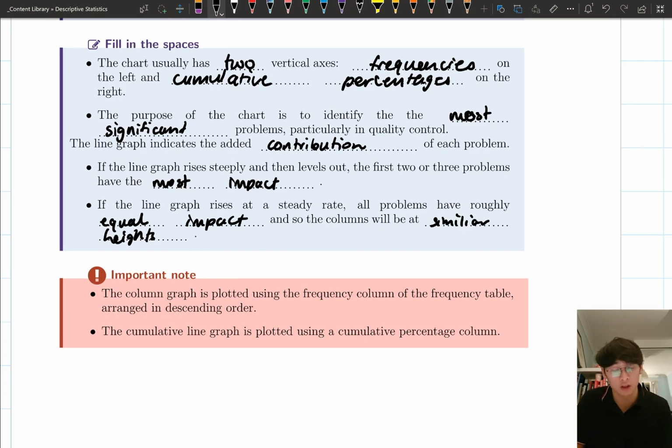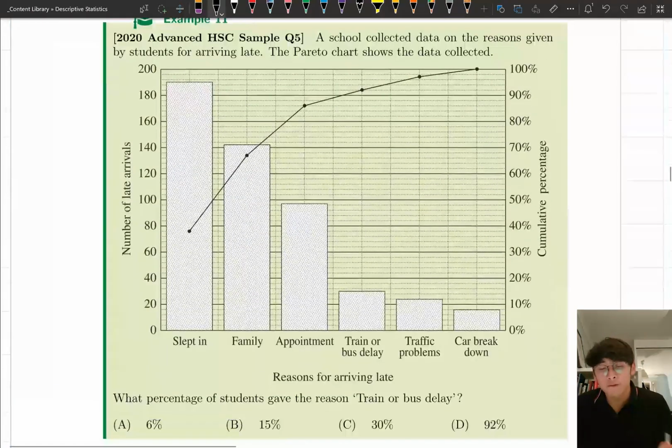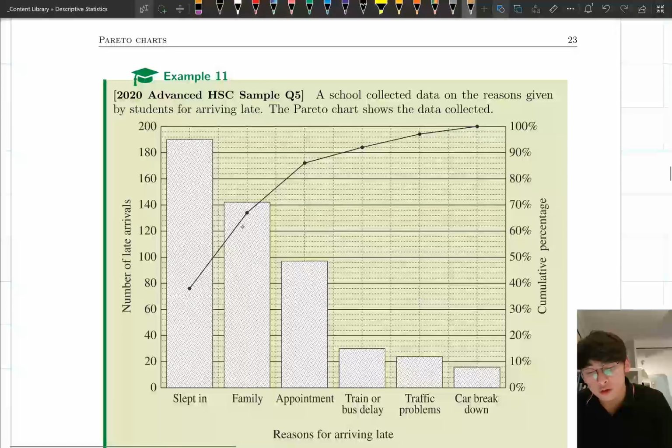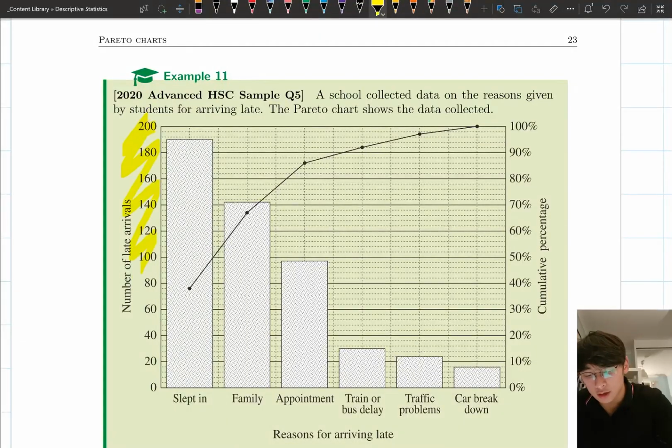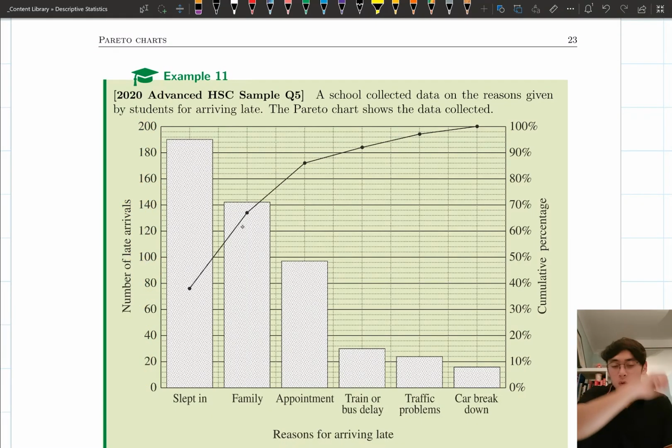I talked about that earlier. For our column graph, we're using the frequencies on the left-hand side, and for our cumulative percentage line graph, we're using the cumulative percentages on the right. So let's have a go at this example. This one's from the 2020 sample paper. A school collected data on the reasons given by students for arriving late. The Pareto chart shows the data collected.